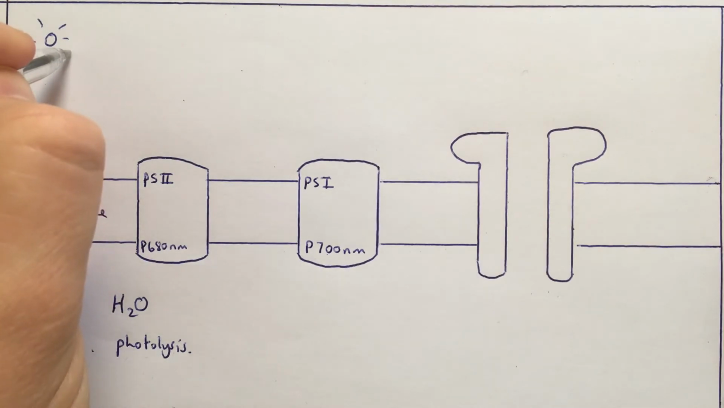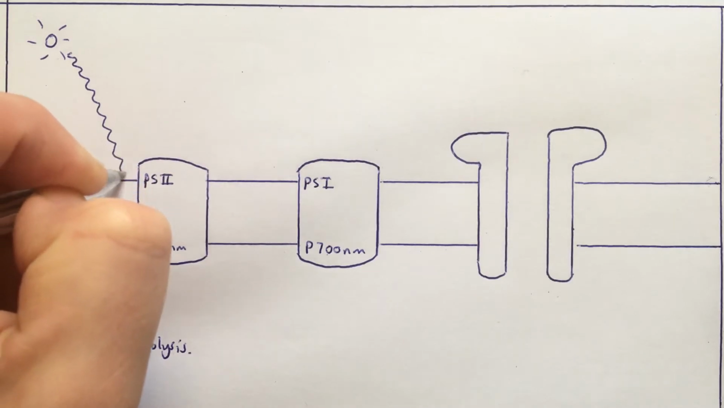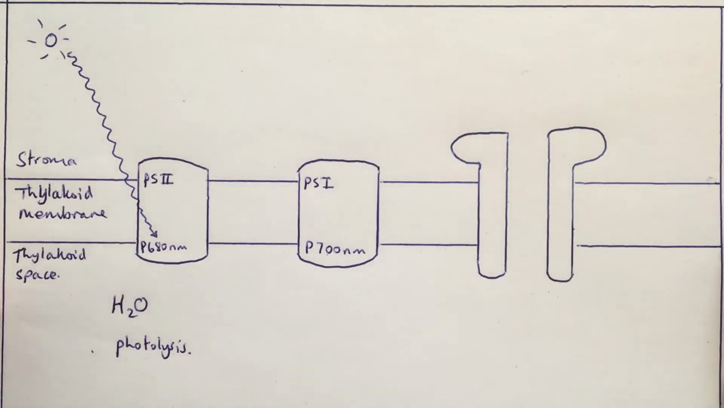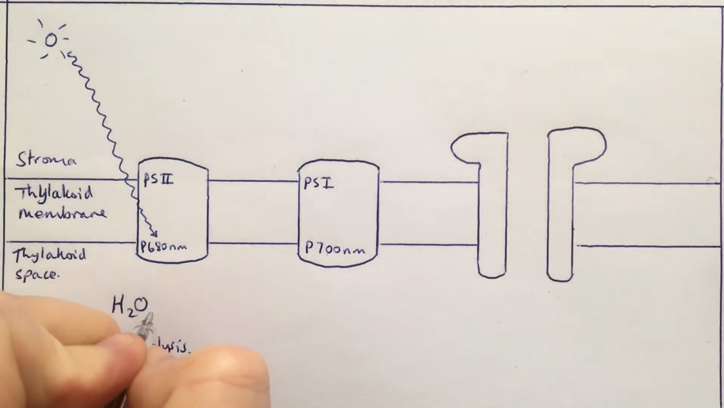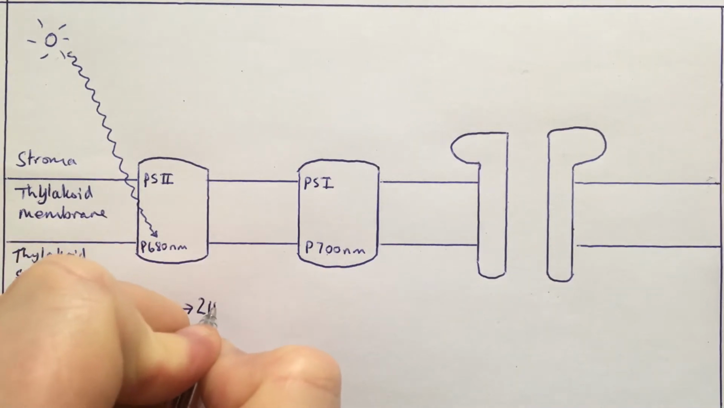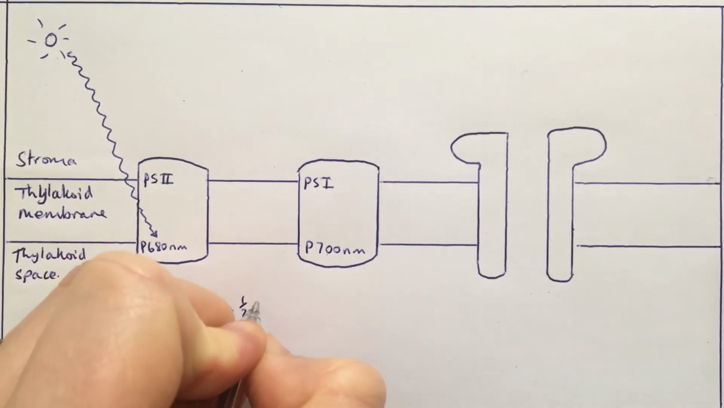So what's going to happen is this wave of light is going to come down and into the photosystem. Now the photosystem has chlorophyll A, chlorophyll B and carotene, which are the photosynthetic pigments which the plant needs to be able to photosynthesize. So photolysis happens and water is split into two protons, or 2H+, and half an O2.